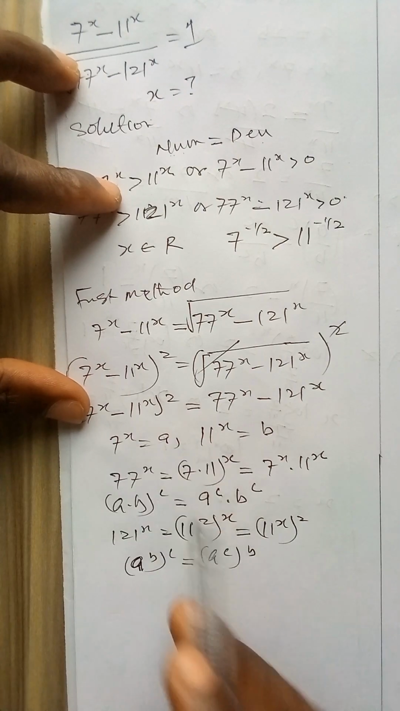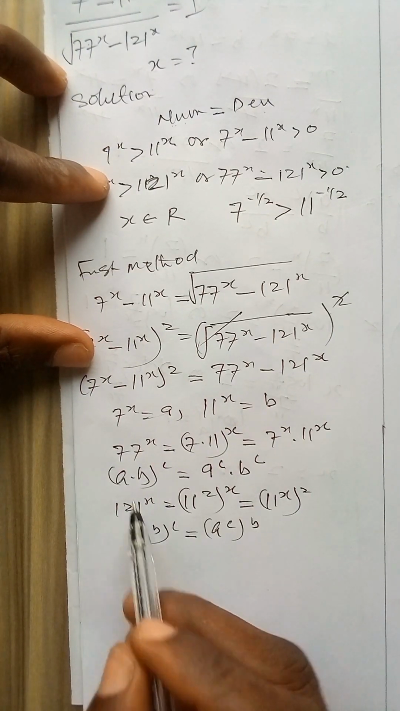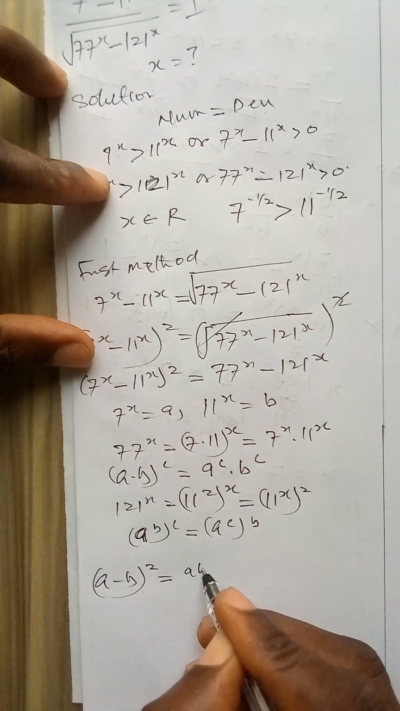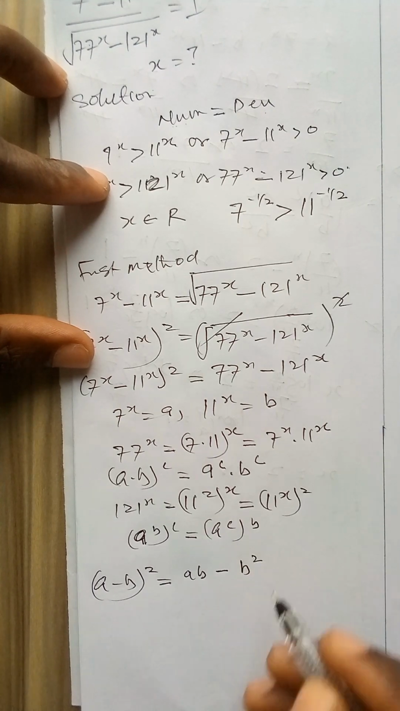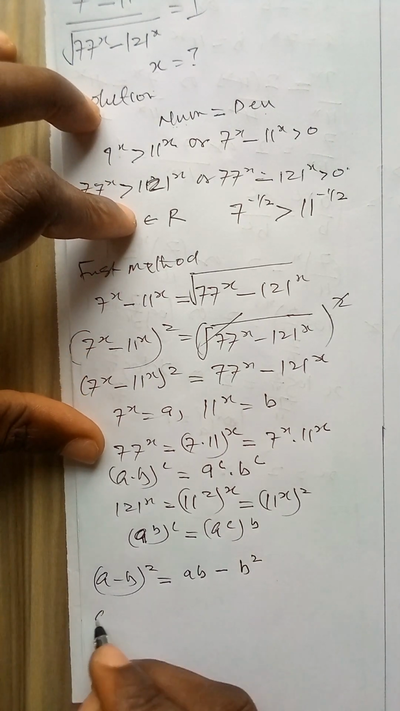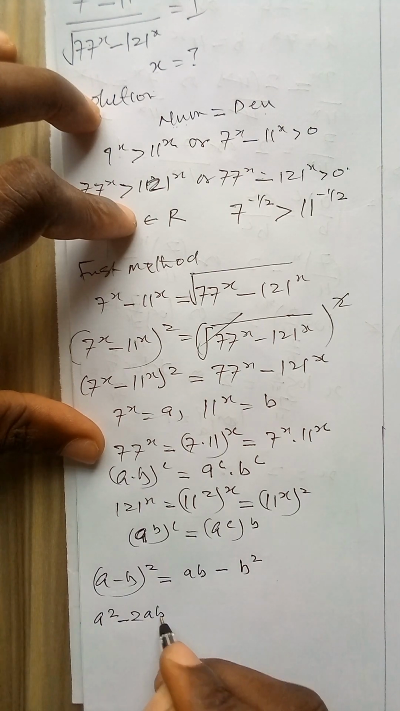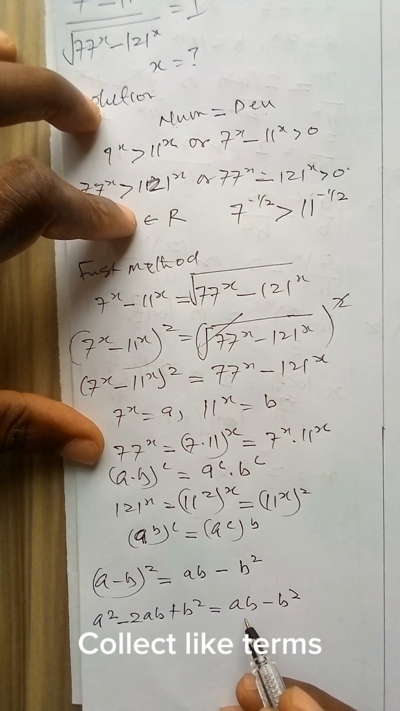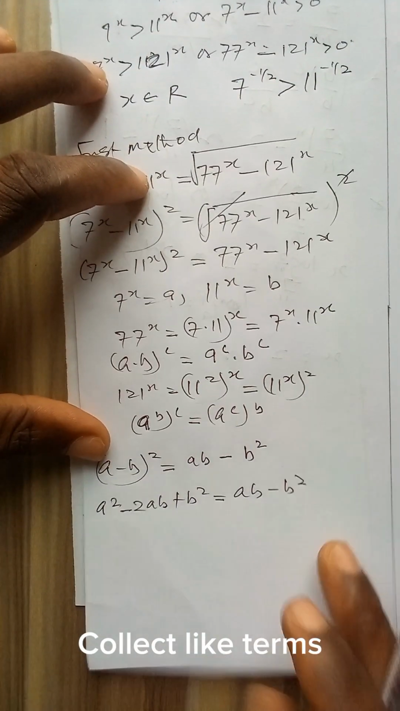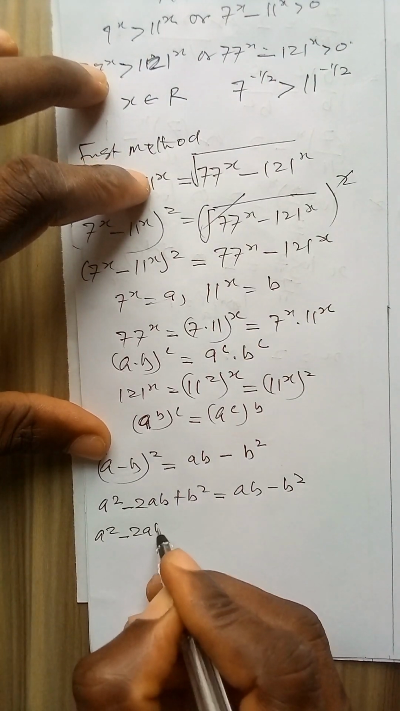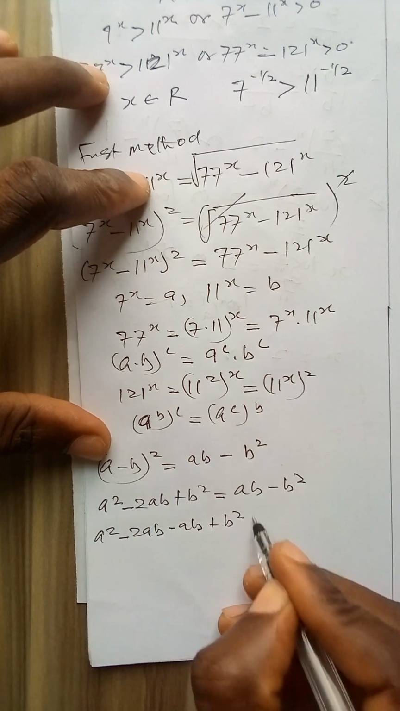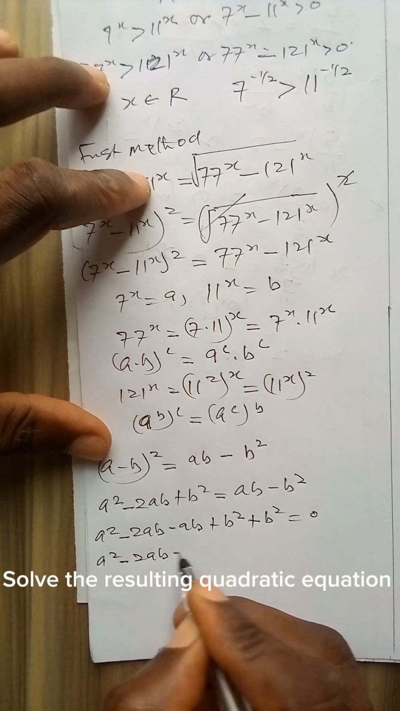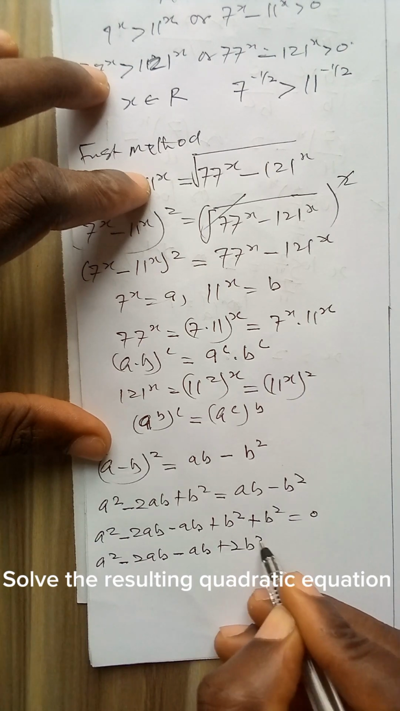Now let us apply these substitutions, having these things in mind. So we have (a minus b) to power 2 is equal to ab minus b squared. Now if we open these brackets, we'll have a squared minus 2ab plus b squared is equal to ab minus b squared. Let us now move this part of the equation to the left hand side. So I have a squared minus 2ab minus ab plus b squared is equal to 0. So a squared minus 2ab minus ab plus 2b squared is equal to 0.